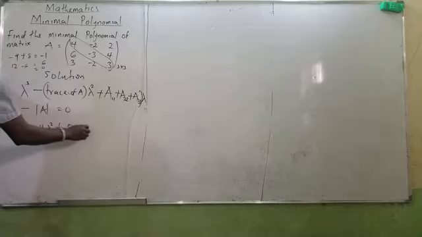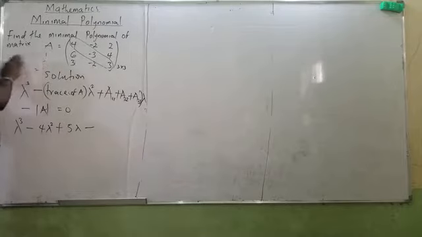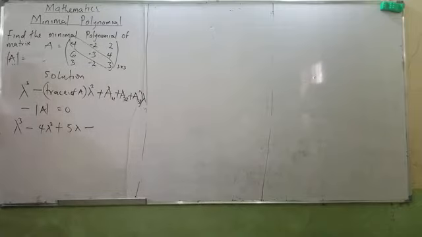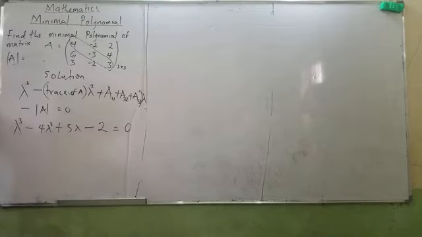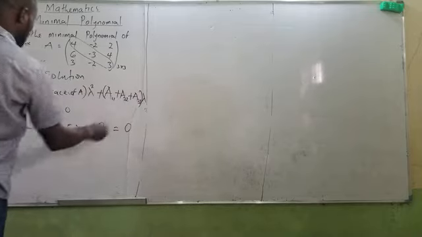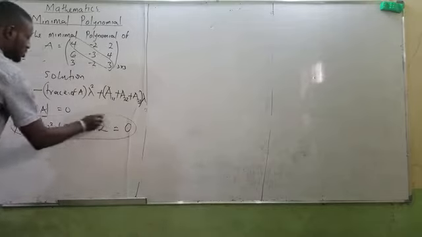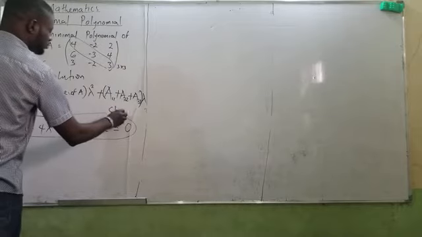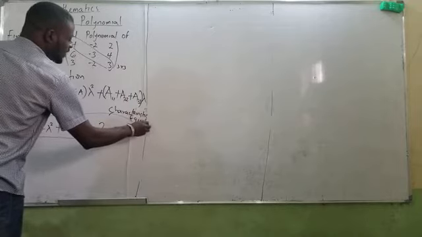5 lambda, minus determinant of everything. I need to find the determinant. Determinant of A will be minus 2, equals to 0. How do you find the determinant? Just find the determinant of A, which is going to be like that. Now, since I have that, let me put brackets here. It's good to put brackets. This is known as the characteristic equation.